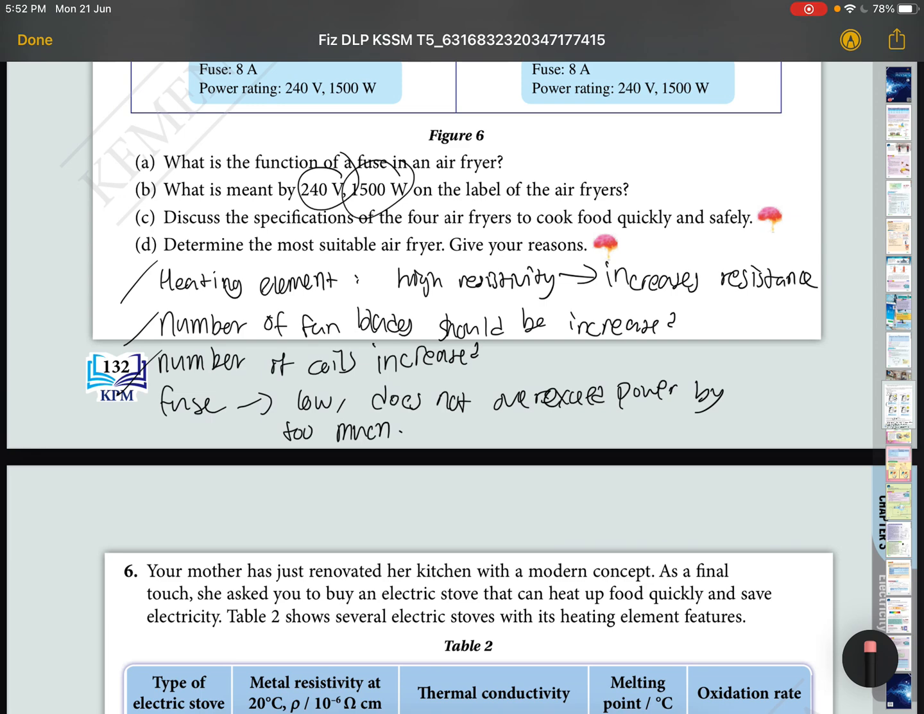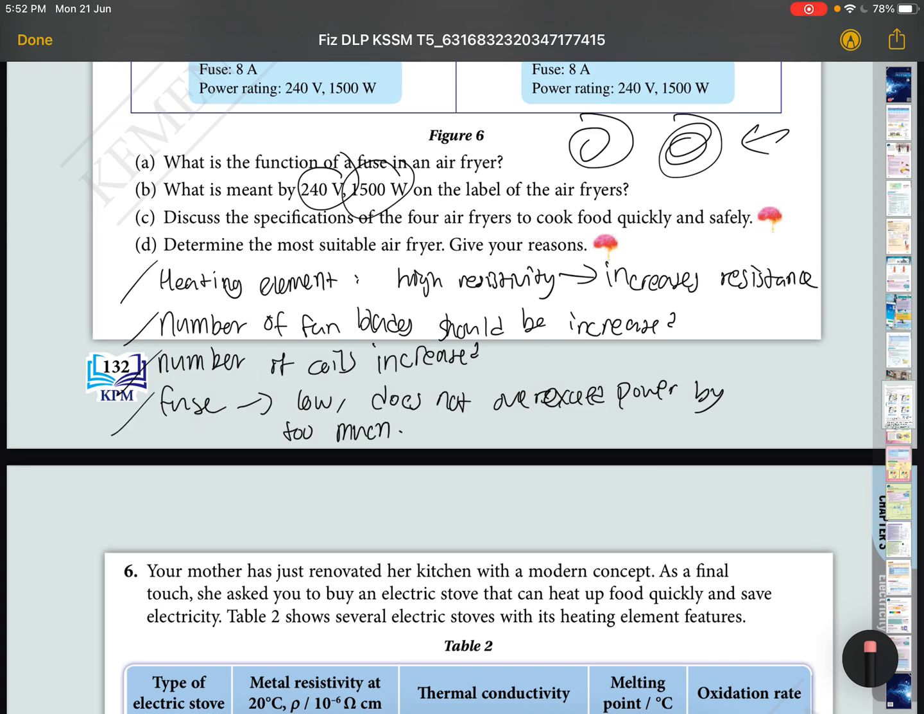Number 3, number of coils increase. As I said, you want to make sure that the length is longer, because if you have two coils and then you have 3 coils, this is longer, right? The longer the wire, the larger the resistance. So that means more heat released.